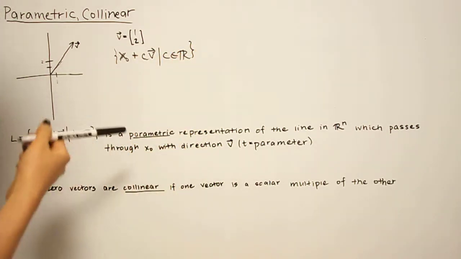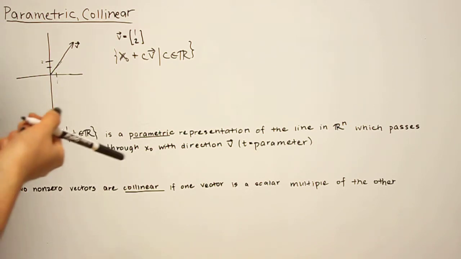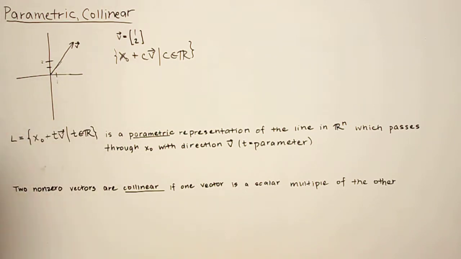So if we place this set in standard position, the heads represent points on the line which passes through x0 and is parallel to the span of v. So we denote this by saying the set L as x0 plus t times v, where t is a scalar in the real numbers, is a parametric representation of the line in Rn through x0 with direction v, and we call t the parameter.